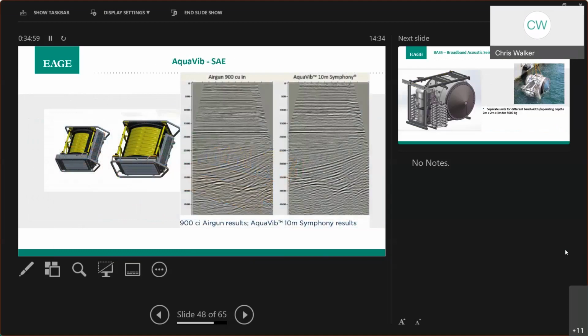So on the left, you have a section generated using a 900 cubic inch airgun source, compared with the AquaVib Symphony, which is SAE's broadband system operating the lower frequency source at a deeper depth than the higher frequency source, giving you very much improved resolution compared with the 900 cubic inch airgun array.